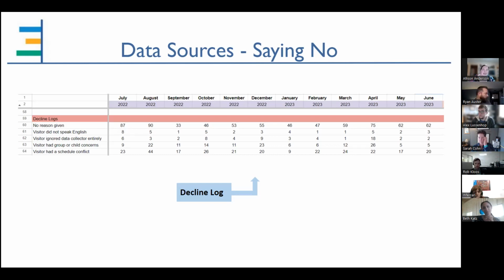A lot of them end up being, at our site, duplicates of these with more detail. So someone might select visitor had a group or child concerns, and they would add a note of other, like, want to get to lunch, or child having a meltdown, or visitor did not speak English, and this is the language they spoke. So if you were interested in why people are saying no, you could go through and look at that in a qualitative way.